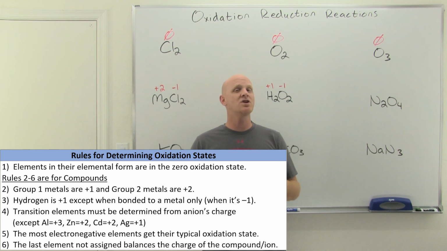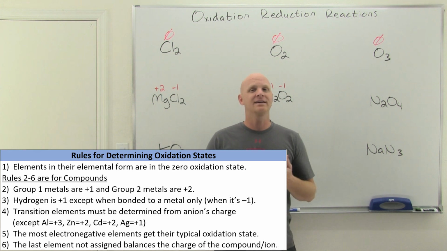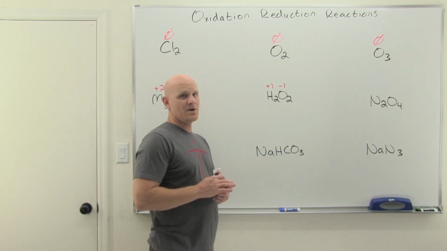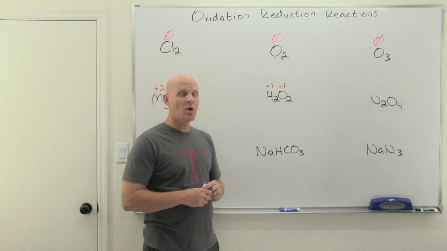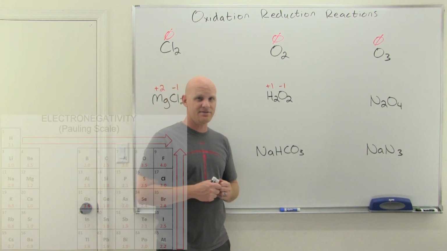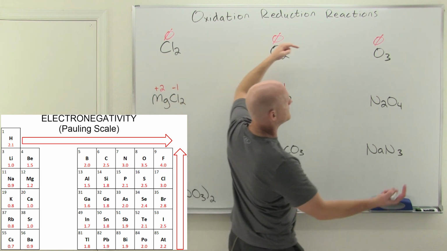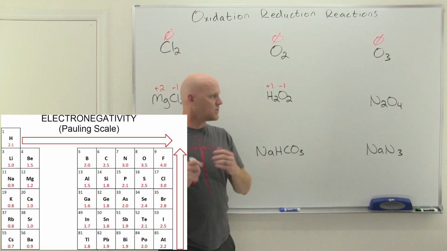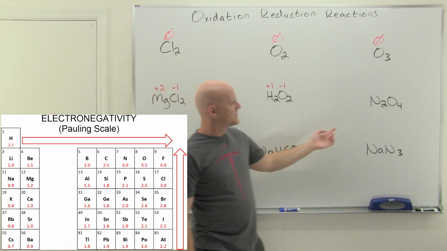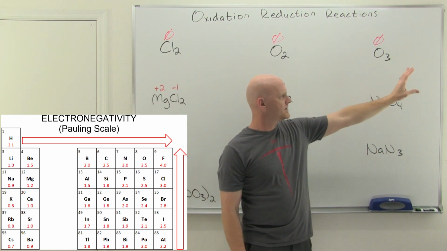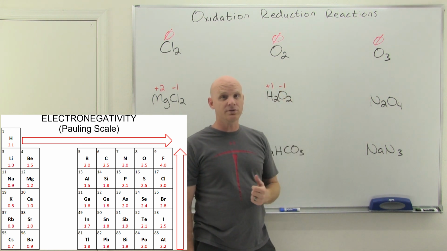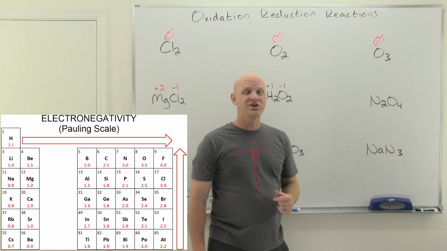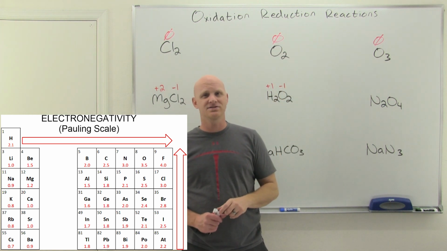And rule number 5 says the most electronegative elements get their standard oxidation state. So what do I mean by the most electronegative? You recall back when we learned about polar bonds and electronegativity, fluorine, in the upper right-hand corner of the periodic table, was the most electronegative element. And typically the closer you are to fluorine, the more electronegative something is. So when you look at nitrogen and oxygen, you've got fluorine and then oxygen and nitrogen. Since oxygen's closer to fluorine there, oxygen's more electronegative. And so you're going to assign it first, and you're going to assign it its typical oxidation state.